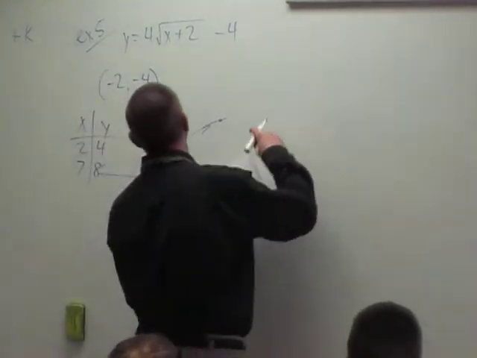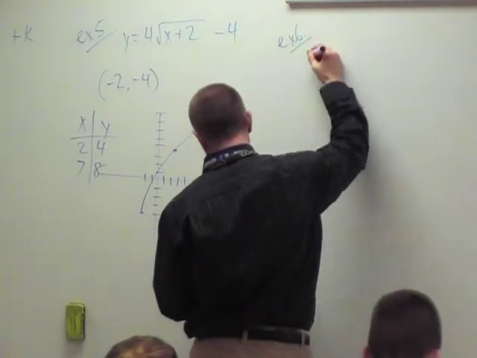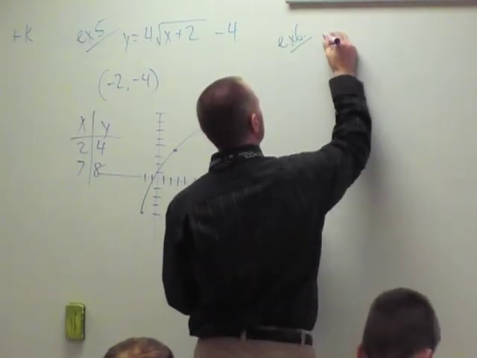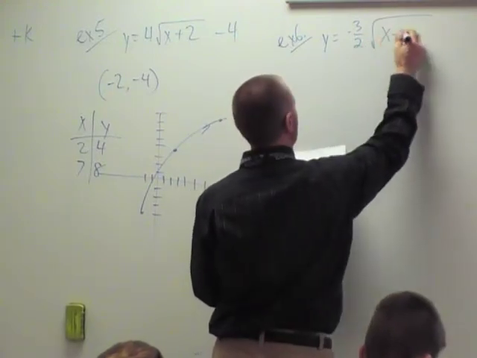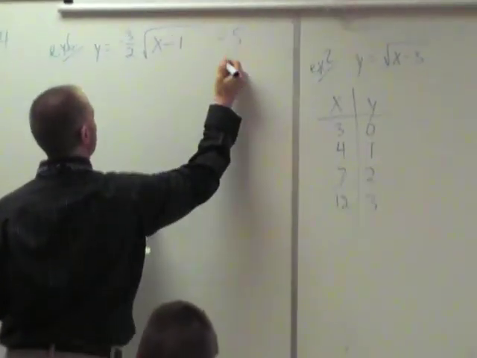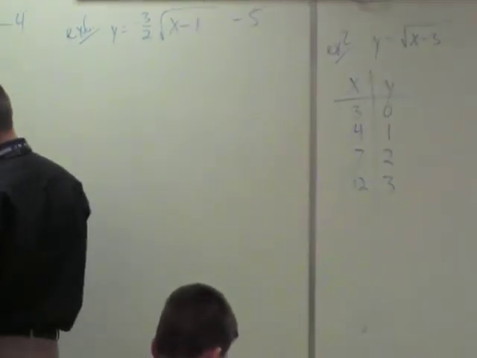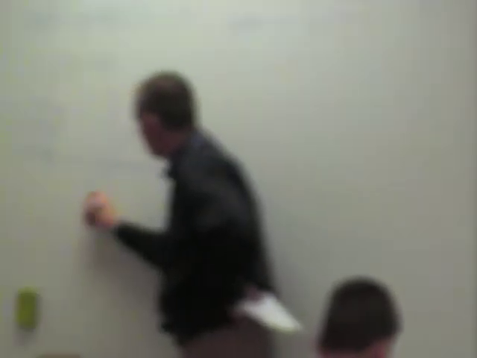All right, let's see if we can do another one. Example 6 is y equals negative 3 halves times the square root of x minus 1 minus 5 on the outside. Oh, wait a minute. What's everybody? What's the domain?